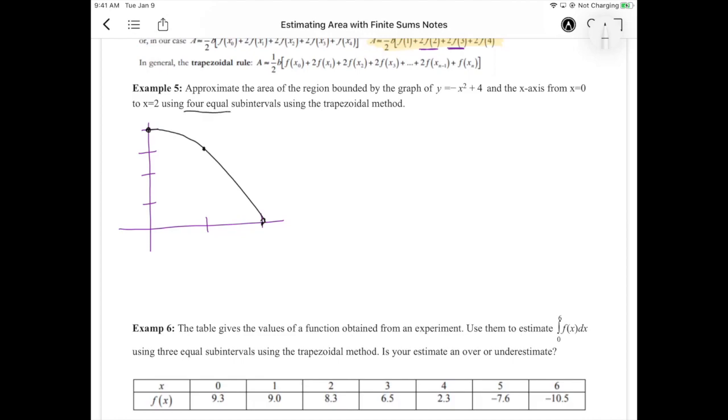I need 4 equal subintervals. So my change in x is going to equal my b, which is 2, minus a, divided by 4, and that equals 1/2. So my change in x is 1/2. So I know that all of my rectangles are going to occur at those places right there. Okay. So in order to draw the trapezoids, I go up and just connect to the graph.